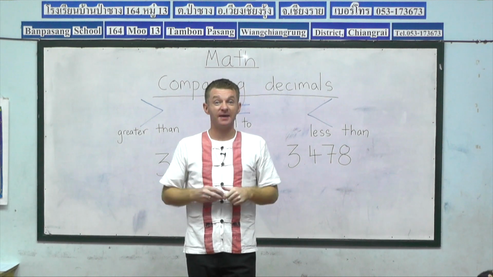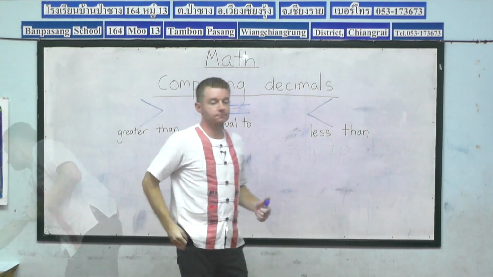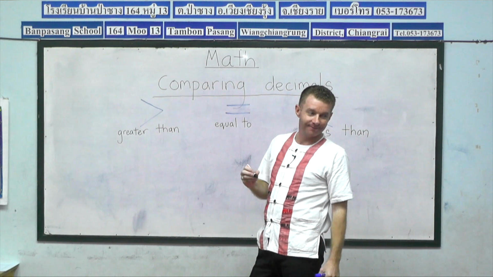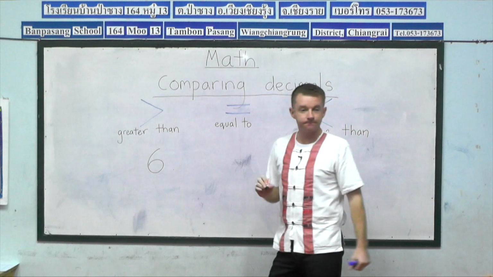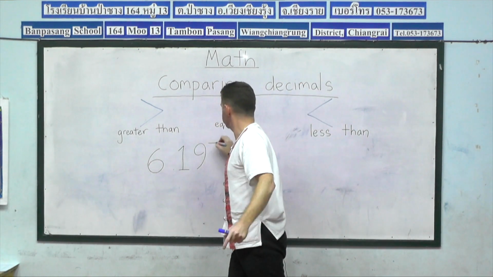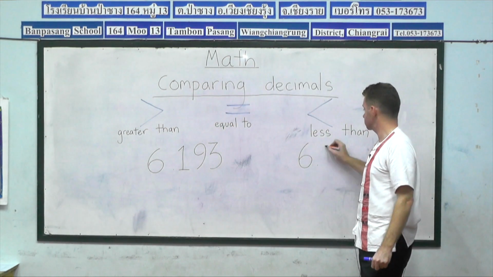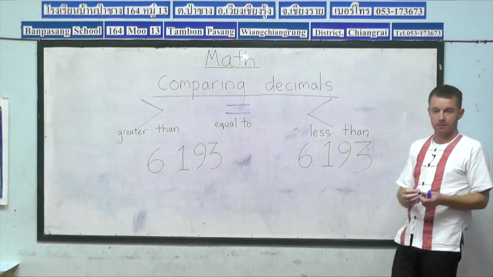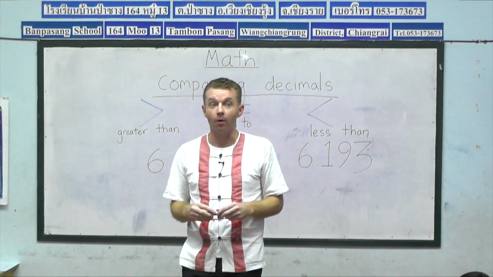Let's do a couple more together before the worksheet activity. First of all, I'll clean the board. Okay, who's got some numbers for me? Lockdown, what numbers have you got? 6.193. Okay, 6.193. Now let's see who can compare these numbers and then decide on the correct symbol.